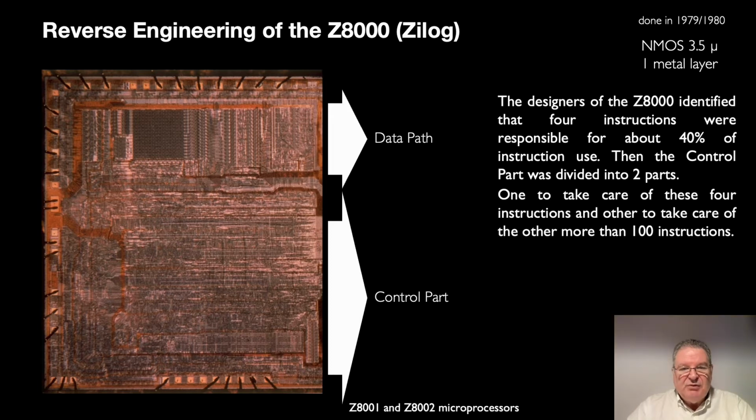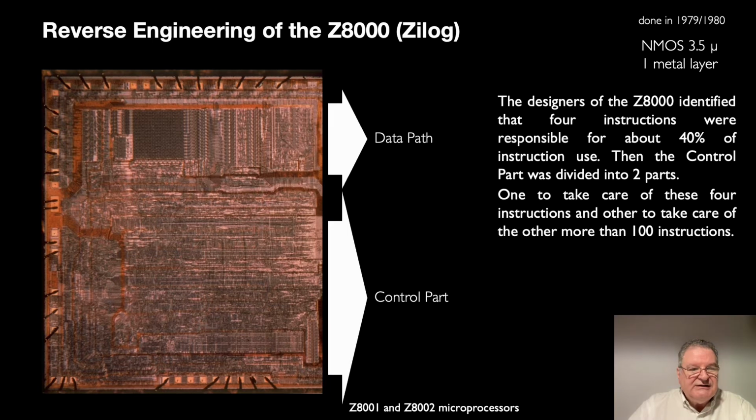One interesting point in this Z8000: at the same time, people were looking at how many instructions were really used in running some applications in the microprocessor. They found that 4 instructions were responsible for about 40% of the instructions being used. And then they decided to divide the control part in 2 parts. One part was just to take care of these 4 instructions, and the other was to take care of the other about 100 instructions.